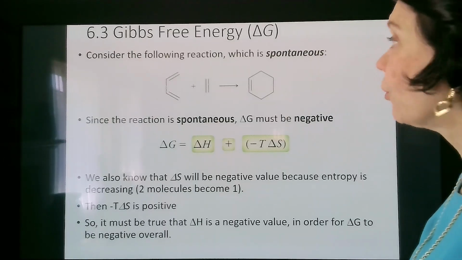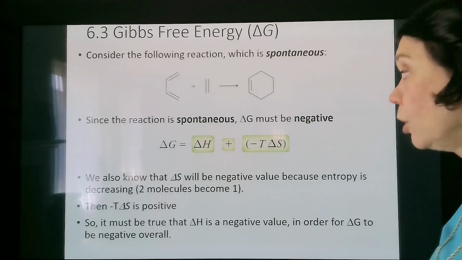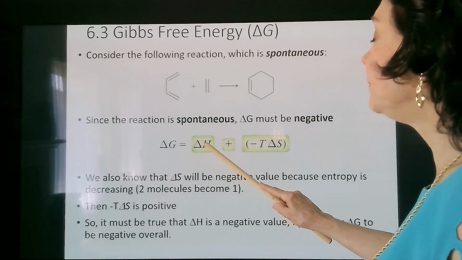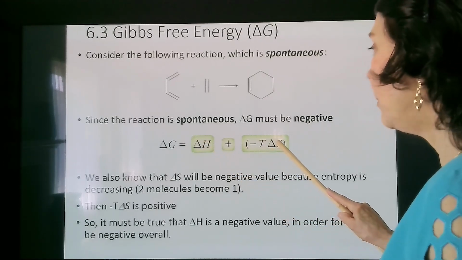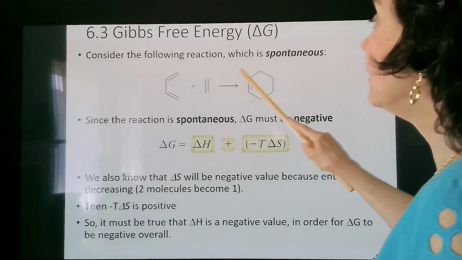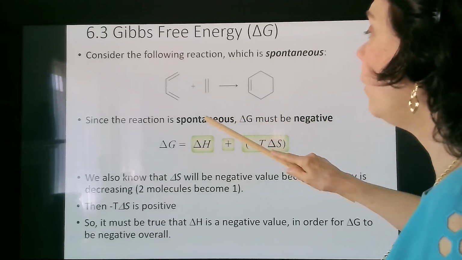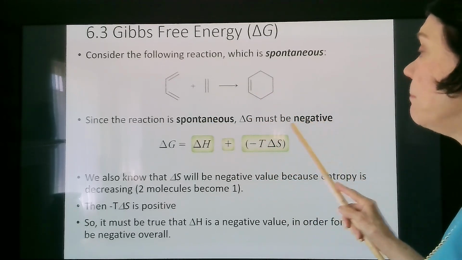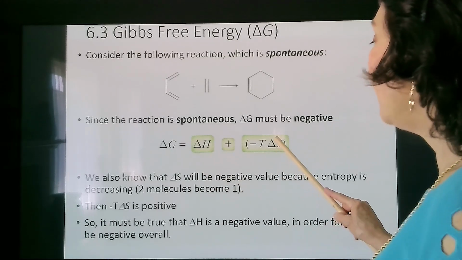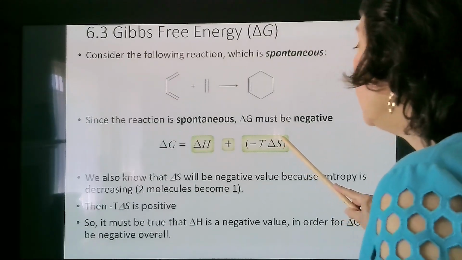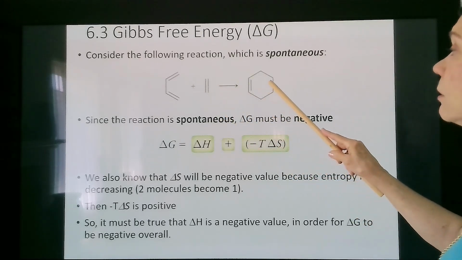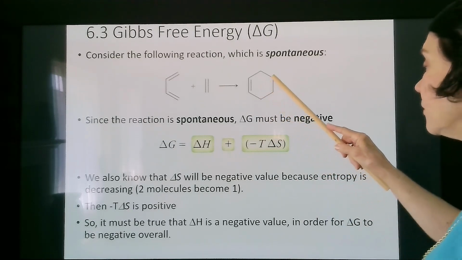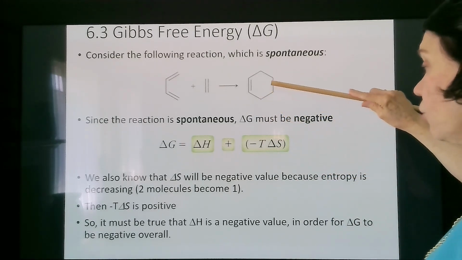So Gibbs free energy, delta G, includes the entropy factor. Gibbs free energy includes enthalpy and entropy. Here, this reaction is spontaneous. You have butadiene reacting with ethylene to give you cyclohexene. It's spontaneous, so the delta G must be negative. We know that the delta S will be negative because you're working towards a more ordered system. So the entropy itself is decreasing.